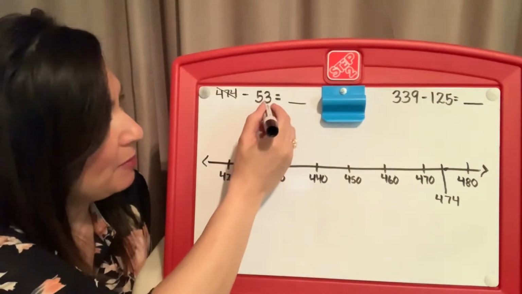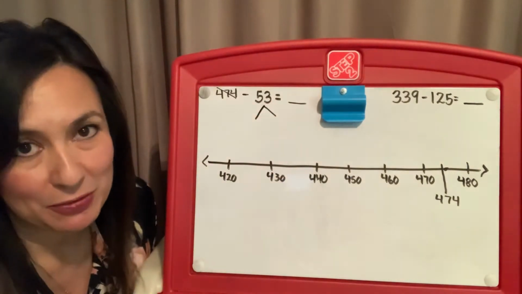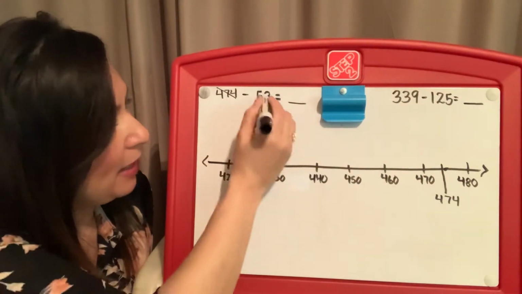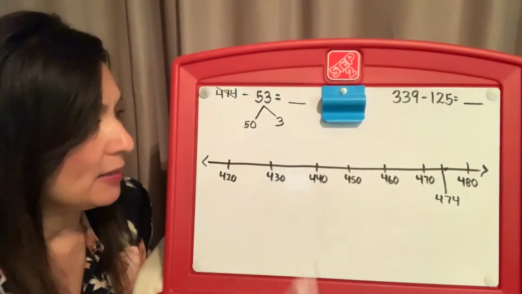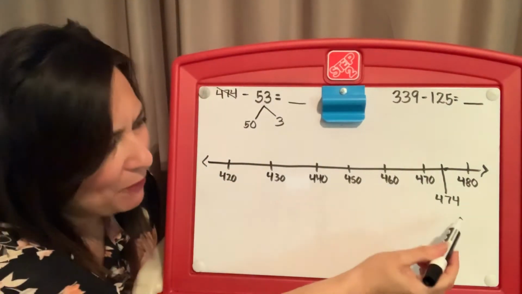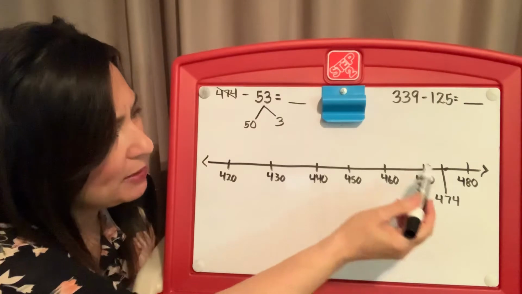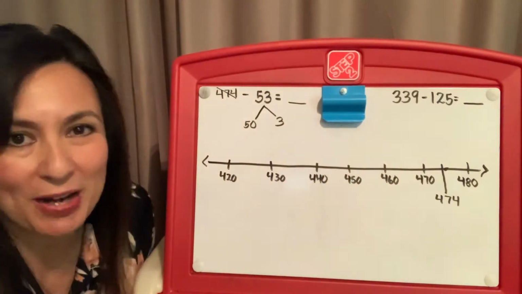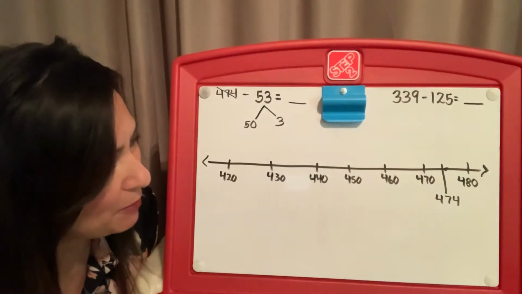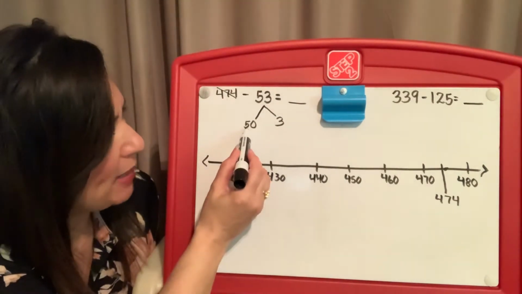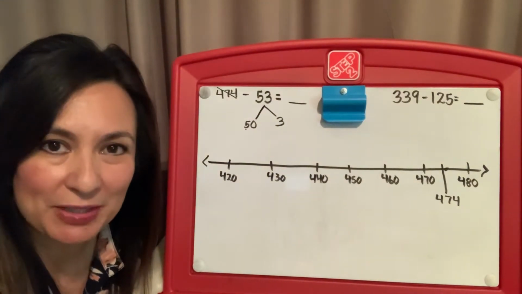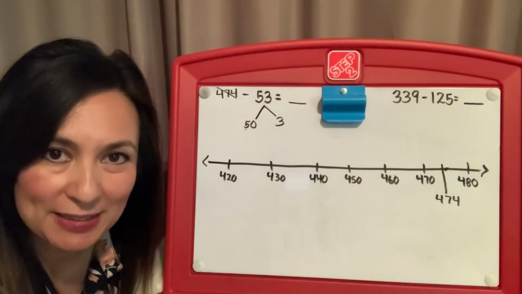I'm going to decompose 53 by place value to help guide my thinking. The value of 5 tens is 50, and then we have our 3 ones. This tells me to jump back 50 and then jump back 3. Well, if I'm at 474, what is 474 subtract 50? Can you figure that out? Can we take that one big jump of 50? I know I'm subtracting 5 tens from 7 tens. What's 474 subtract 50? Say it with me.